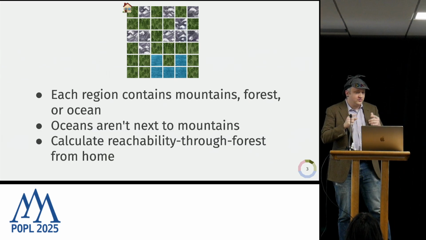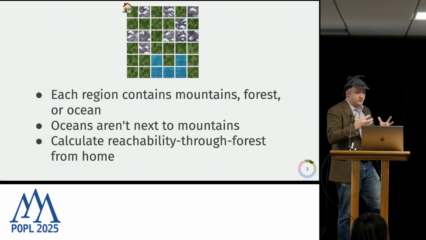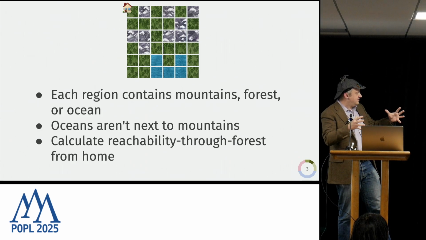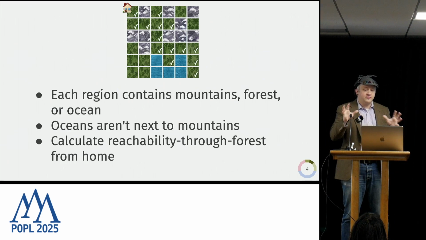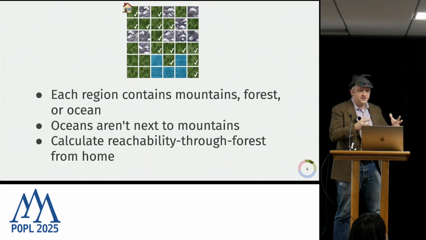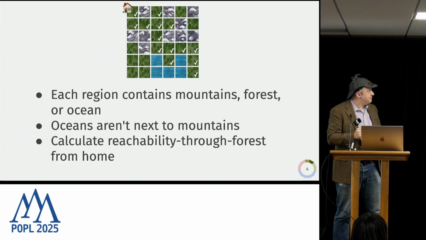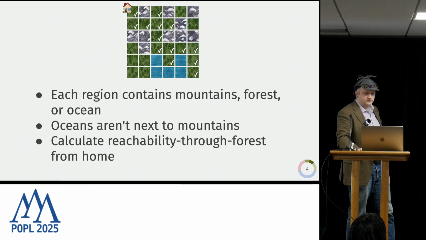So each tile has one of three types, and there's also a constraint that I don't want oceans to be right next to mountains. Finally, I want to calculate all the regions that are reachable from a home region through the forest. Well, I know how to do two of those things.